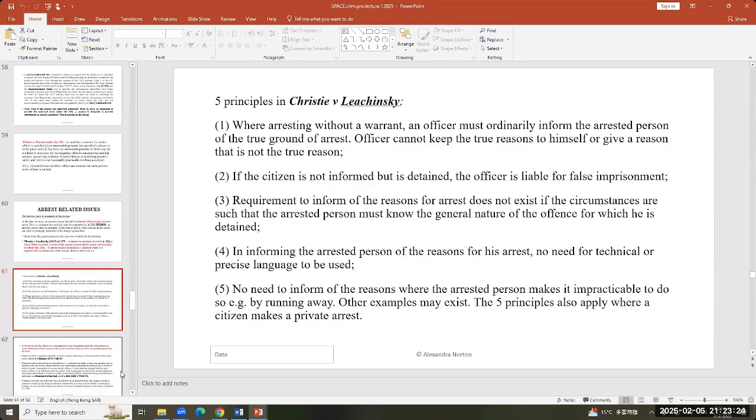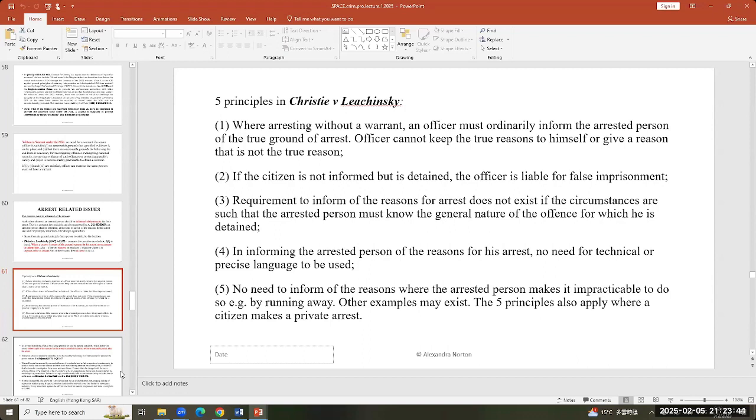So when an officer is arresting a person, they have to inform them of the true reason for the arrest, right? They can't arrest them for something minor in nature when really they have a much more serious offense in mind.